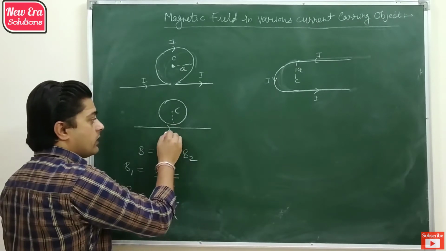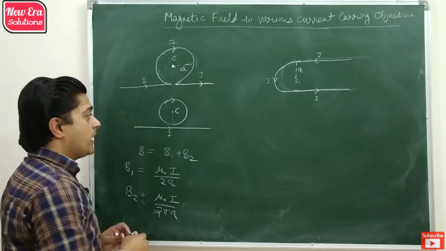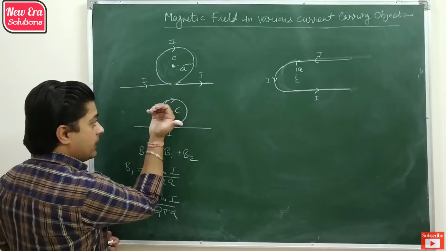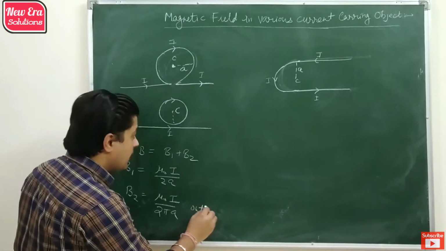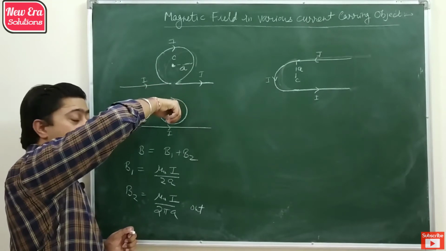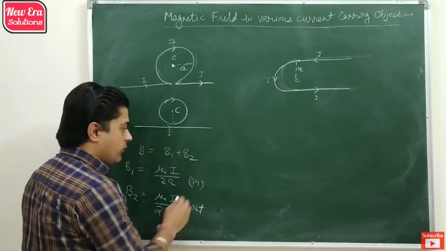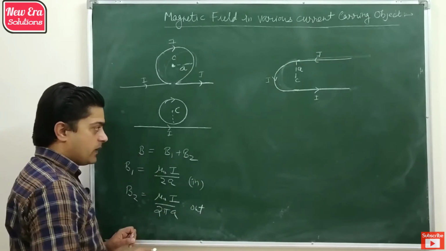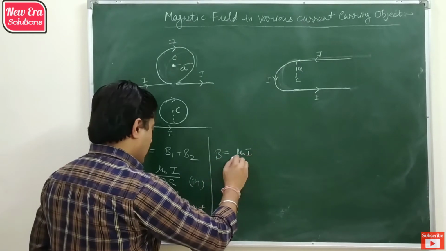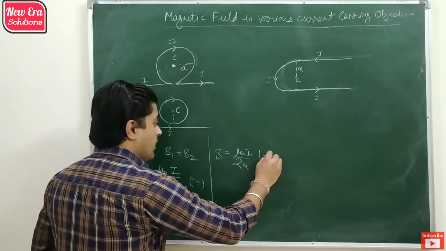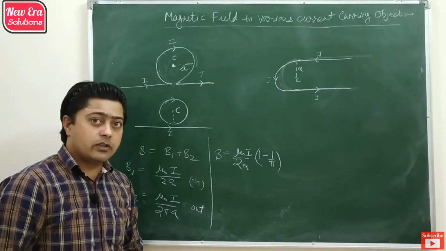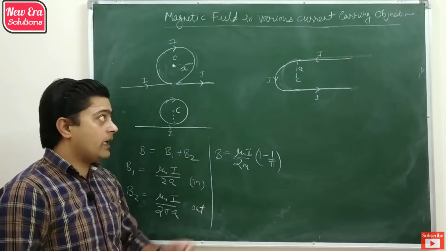Now if we focus on the direction of the magnetic field, the magnetic field due to the straight wire is in the outward direction and the magnetic field due to the circular wire is in the inward direction. So we have to subtract these magnetic fields to get the final magnetic field, which is mu naught I by 2a times (1 minus 1 by pi). So we can check the direction to find the exact magnetic field at the center.